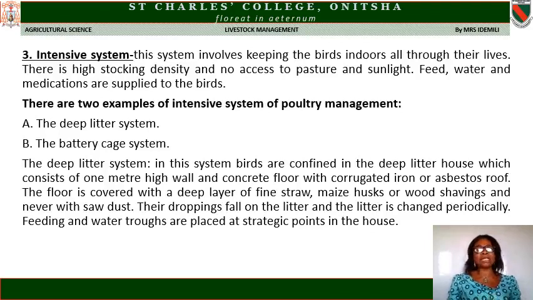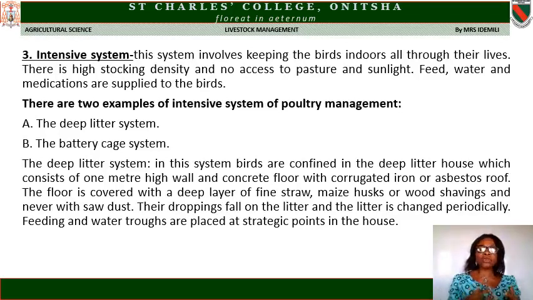Now let's look at the deep litter system. In this system, birds are confined in a deep litter house, which consists of a 1 meter high wall and concrete floor with corrugated iron or asbestos roofing.